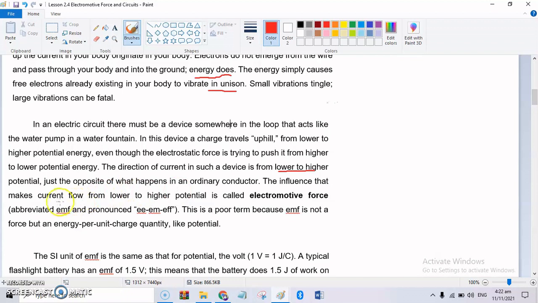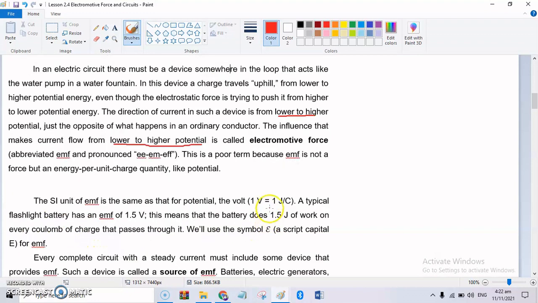The influence that makes current flow from lower to high potential is called electromotive force, or abbreviated as EMF, pronounced as EMF. This is a poor term because EMF is not a force but an energy per unit charge quantity like potential. The SI unit of EMF is the same as that for potential: the volt. 1 volt is equal to 1 joule per coulomb.